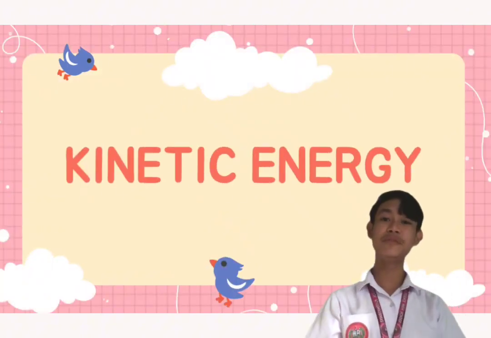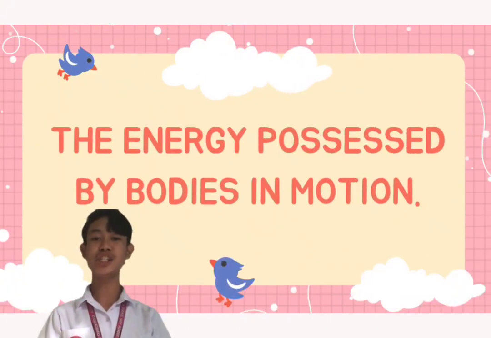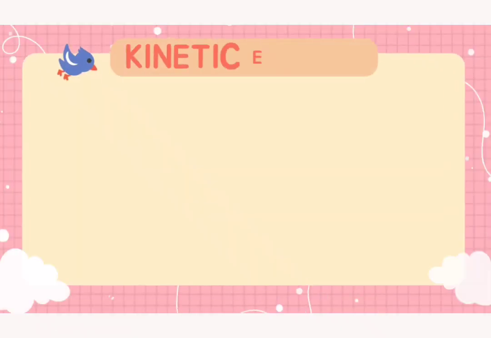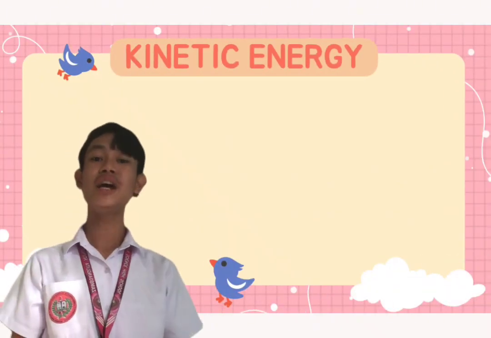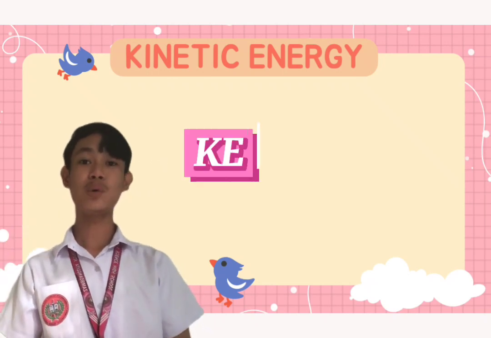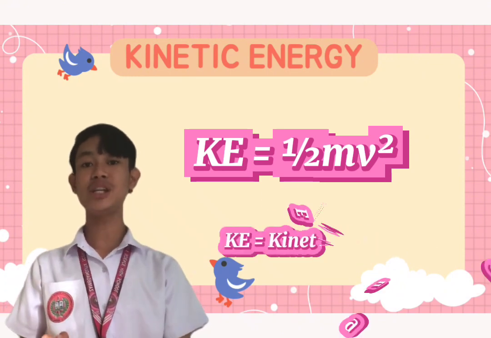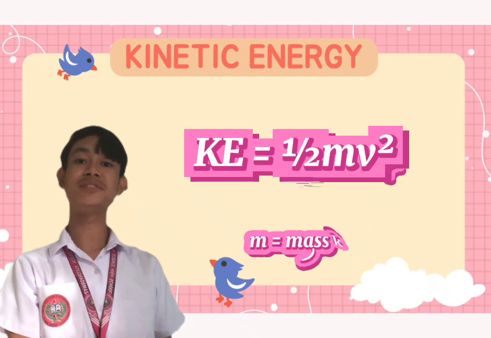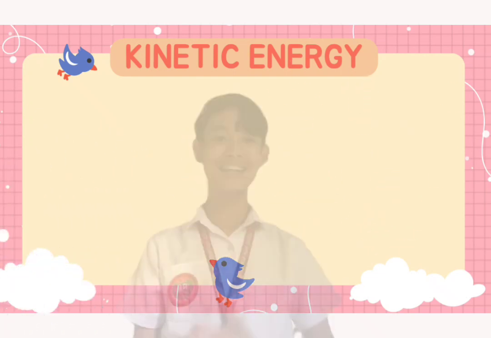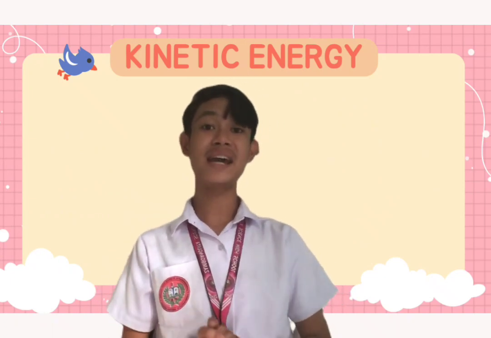And now, let's move on to kinetic energy. As we all know, kinetic energy is the energy possessed by bodies in motion. In finding kinetic energy, we only have one formula to use. Ke equals 1/2 mv squared, where Ke is the kinetic energy, m is the mass in kilograms, and v is the speed in meters per second. And now, Rhea will show you one sample problem in finding kinetic energy.